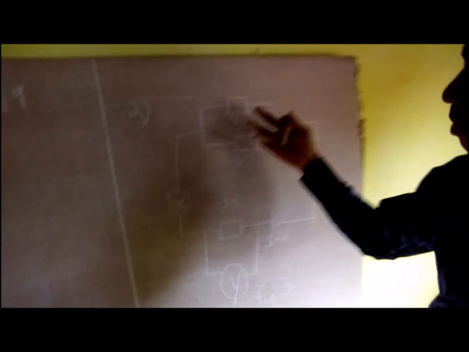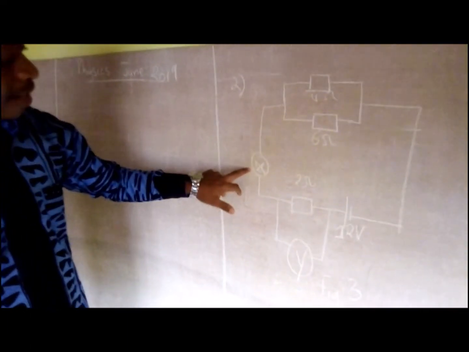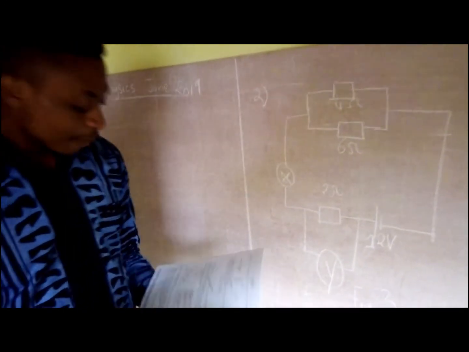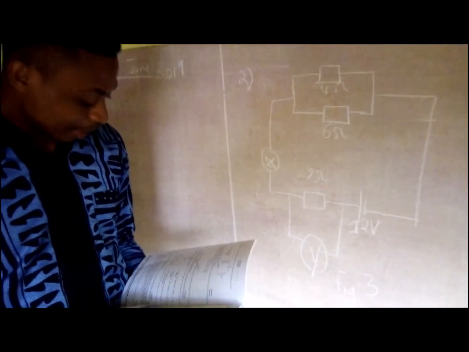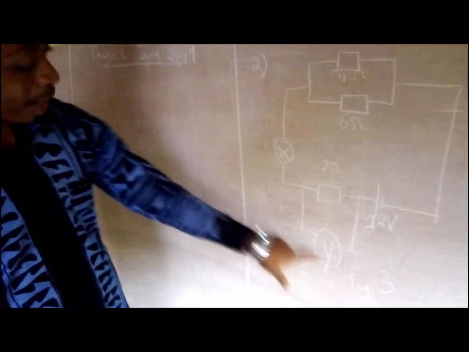We are still on June 2019, question 2. Question 2 is under current electricity. Here the aim is to know how to calculate the resistors in series and in parallel, and to identify some meters. Good. The first question says, identify the instrument labeled X and Y.